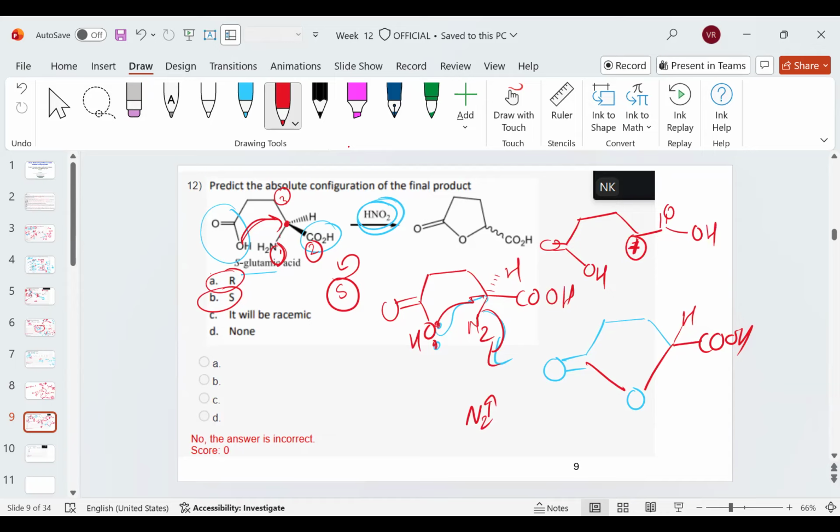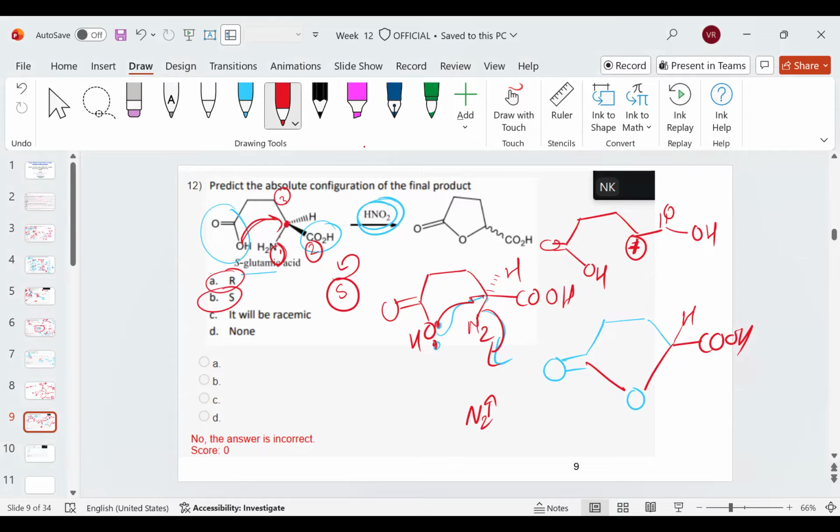Yeah, if the COOH group is there, then it will go with an SN2 type reaction, na? Then R. Exactly. But why is it S only? I think they have given S. Answer B is given. Either R or S, it will be racemic. But how is S coming back again? Starting with S, coming back with S. So the answer is really confusing.